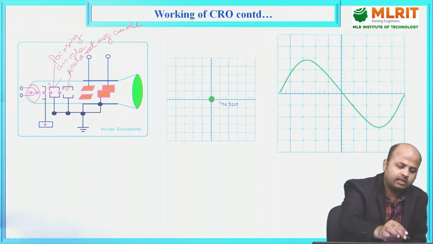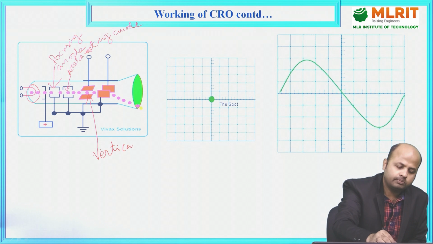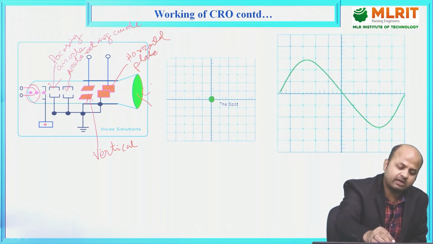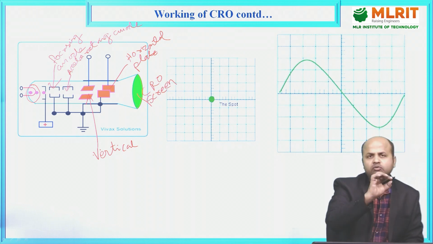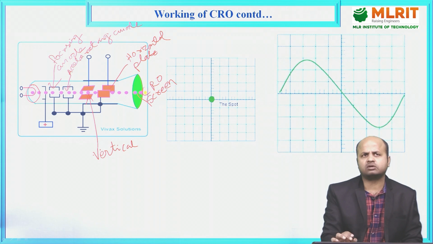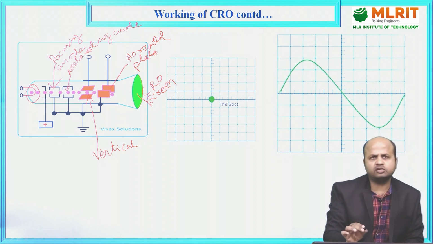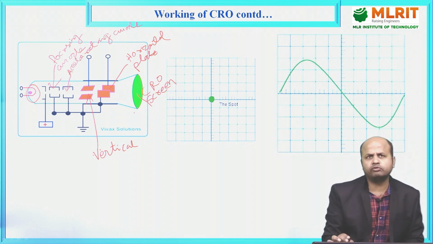Okay. This is our vertical plate. Already I discussed the vertical plate, and this is our horizontal plate, and this is our CRO screen. So only remember that a CRO consists of an electron gun, focusing anode, accelerating anode, vertical plate, and horizontal plate with a phosphor screen.